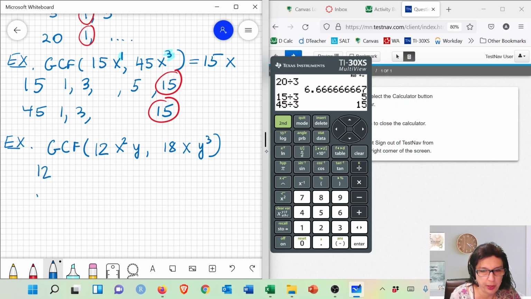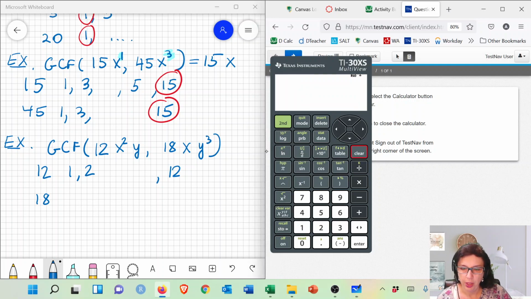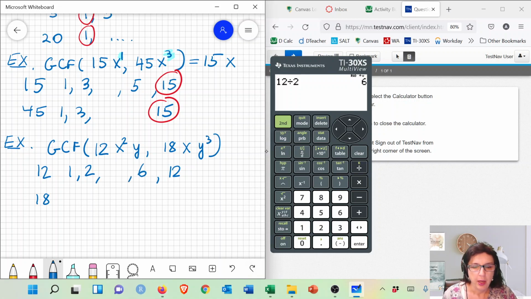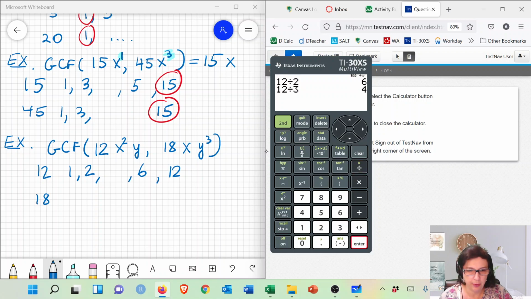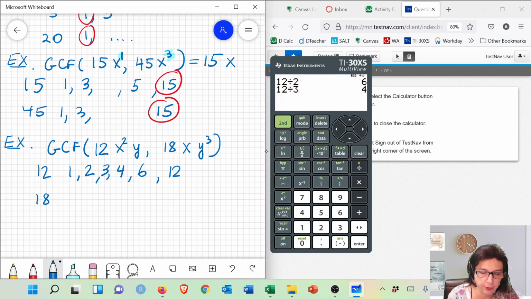So 12, 18. Okay, so 1, of course, is going to be a factor. 12, of course, will be a factor. 2, yes. So if I take 12 divided by 2, is that divisible? Yes. We get an integer, so 6. 3, 12 divided by 3 gives you a 4. So yes, 3 and 4 are factors. There's nothing else. You can check that out. That's it. Now let's do 18.